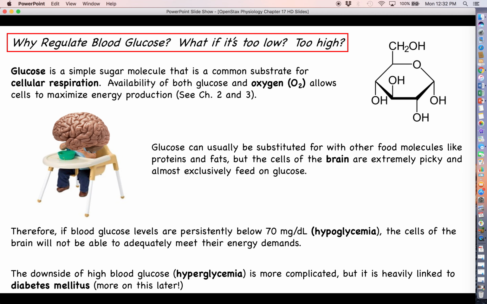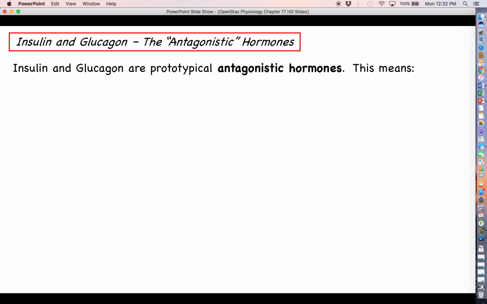So the downside of having too much glucose, which is called hyperglycemia, is a lot more complicated, and we could spend half an hour talking about that, but I'll save you that discussion. But we will know that hyperglycemia is very heavily linked to diabetes mellitus, which of course we will discuss much later.